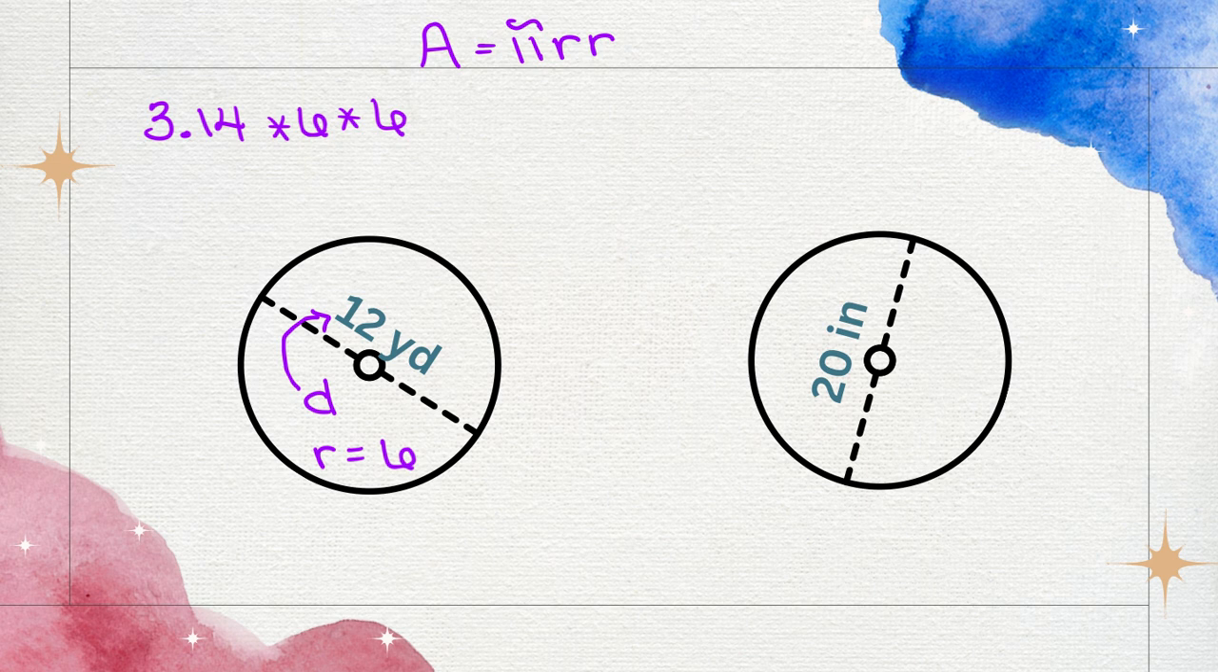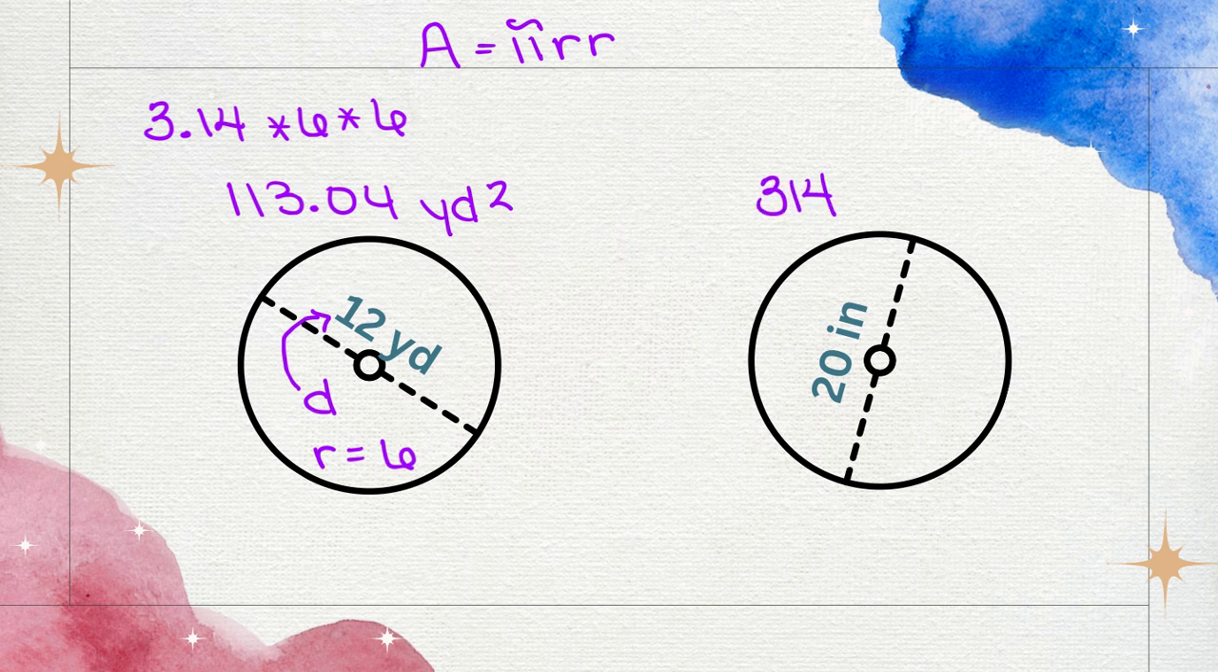Jason, since you eagerly want to tell me the area of this. I got 113.04 yards squared. Very good. All right. The second one here, Aaron. I got 314 inches. All right. Area.